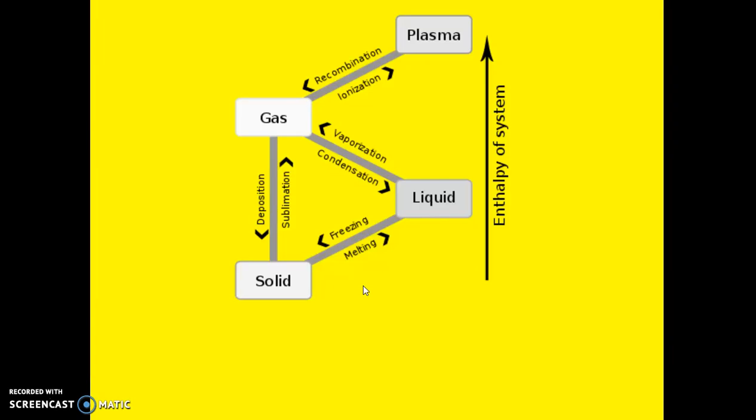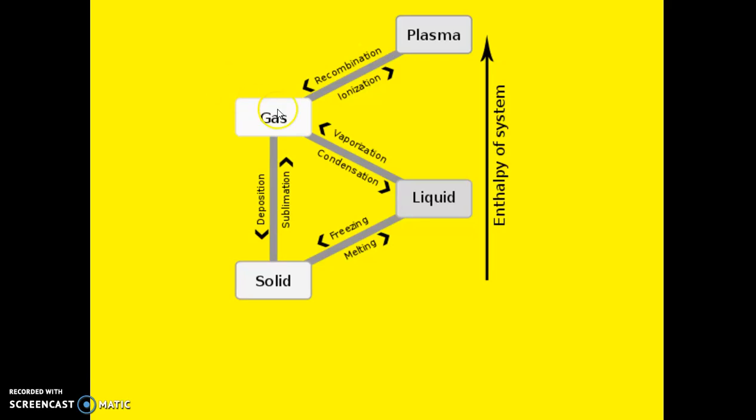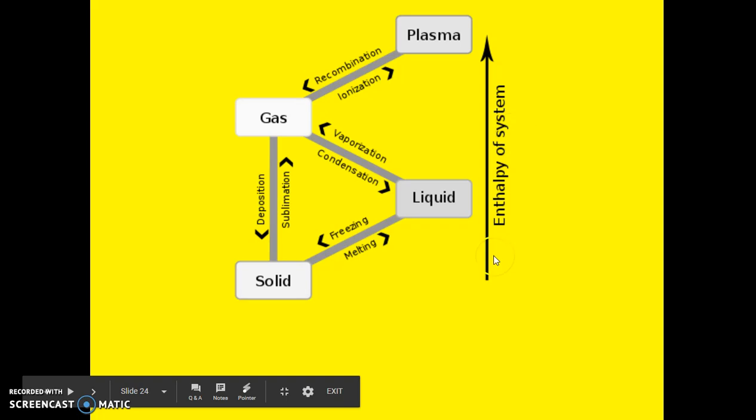This diagram here shows you the names also again. So we've got going from a solid to a liquid, freezing, melting, depending upon which way you're going. Going from a liquid to a gas, vaporization, condensation, depending upon which way you're going. And then going straight from a gas to a solid or solid to a gas, we've got deposition and sublimation. Gas to plasma, ionization, and then plasma to gas would be recombination. So it's going back into the gaseous form.